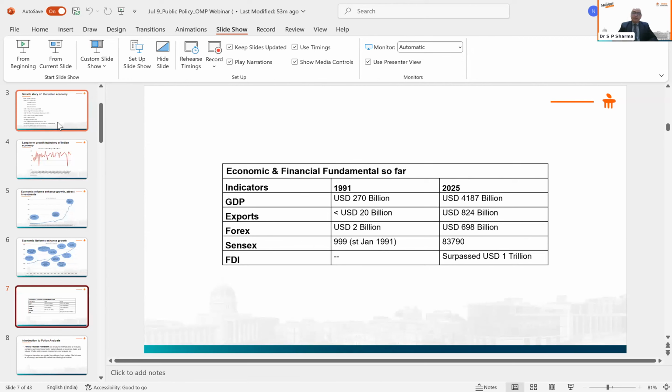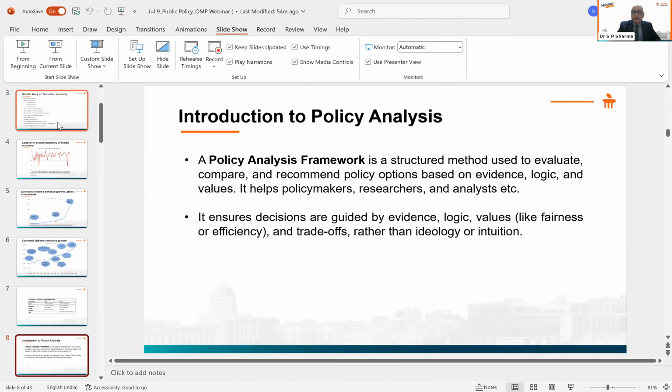Sensex, that is also very important, indicates the investment trajectory of the economy. Our Sensex was only 999 on 1st January 1991. Now we have 83,790, and we have achieved 87,000 also in the recent past. So all the five parameters. And FDI was not there in 1991. Now we have cumulative FDI of more than USD 1 trillion, a great chunk of FDI. $1,000 billion FDI we have received during the last, I believe, 25 years, starting from 2000.